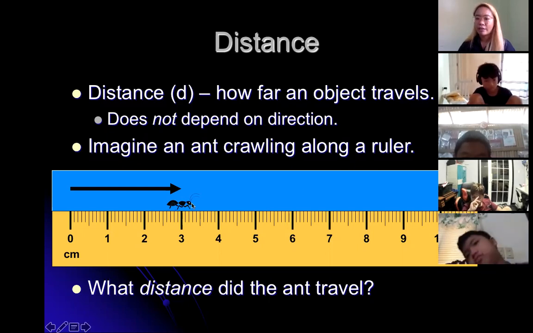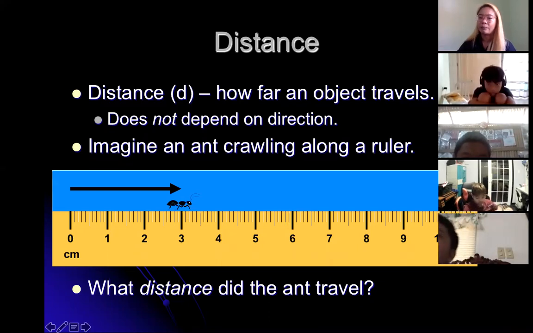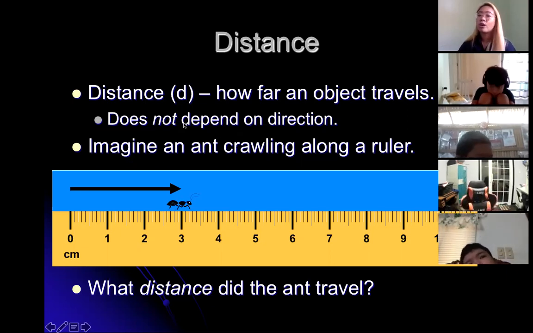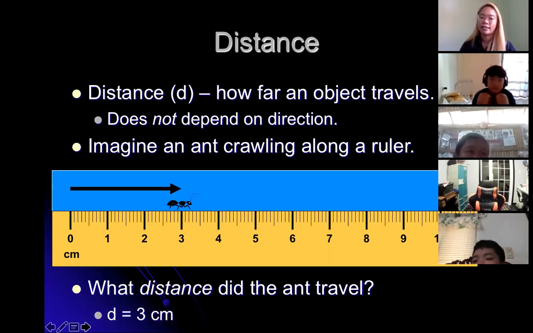So again, it is very important that you include the unit centimeter in your answer. Okay? So it doesn't matter in which direction the ant will crawl. As long as you measure how far it traveled, regardless of the direction, because distance is a scalar quantity. Okay? Okay ba tayo dito sa distance? Let's continue to the next slide.